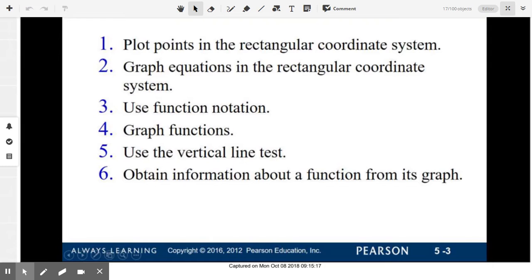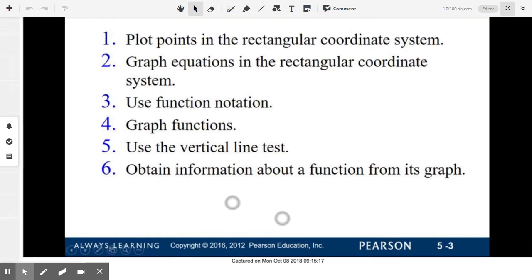And in this section, just a quick review of plotting points in the rectangular coordinate system. Talk about graphing equations on a coordinate system. We're talking about the coordinate system. We're talking about an X and Y axis, two-dimensional. We're going to talk about function notation. We're going to talk about graphing functions, using the vertical line test to test for functions, and be able to look at a graph of a function and determine things about that.